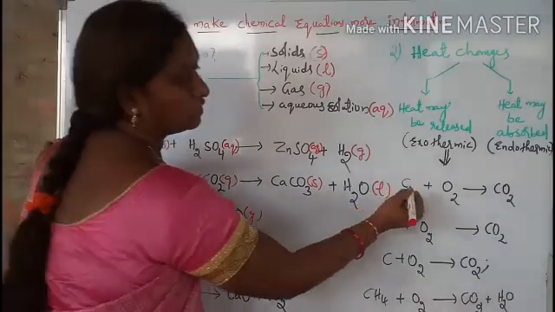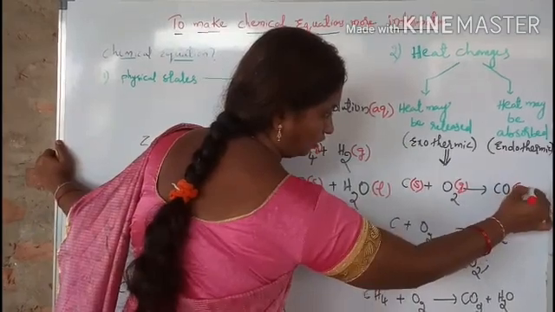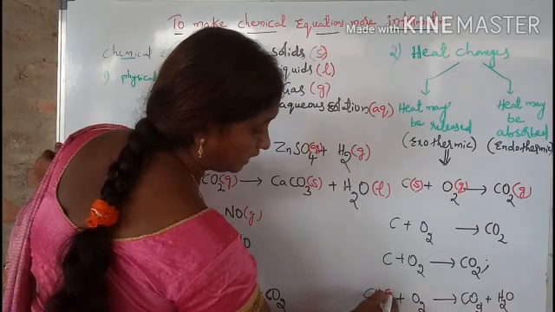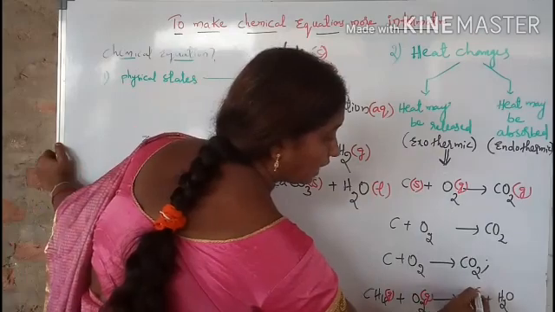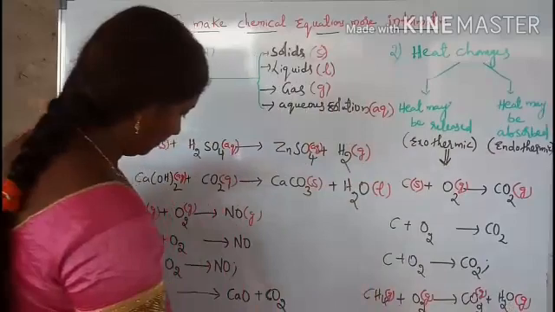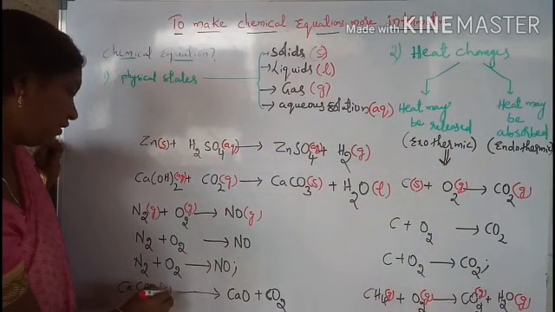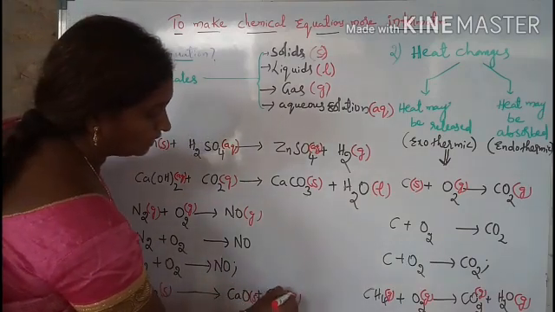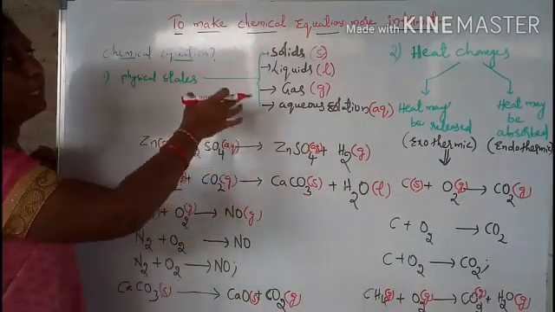And if we go for this reaction, carbon is a solid, and O2 is the gas, and CO2 is also the gas. And if you go for this reaction, CH4 is gas, methane gas, it is natural gas, and O2 is also the gas, and CO2 is the gas, and here the water is water vapor, so this is also in the gas form. And if you go for this reaction, CaCO3 is a solid, and CaO is also solid called quicklime, and CO2 is the gas.